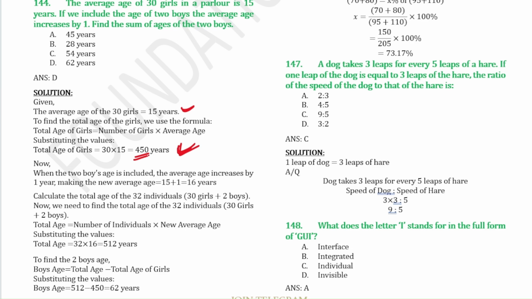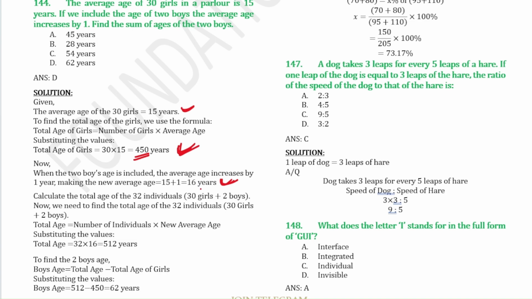And then when you add 2 boys, the average age increases by 1. So when you add 2 boys, that means 30 plus 2 will be 32 individuals. If you take the average of the 32 individuals, you will get 1 extra. So 15 plus 1 will give you 16, right? So you will get this 16 years as the average when you add 2 boys to the 30 girls.